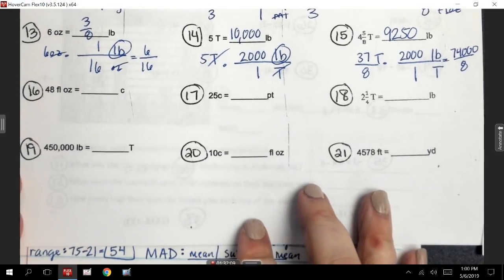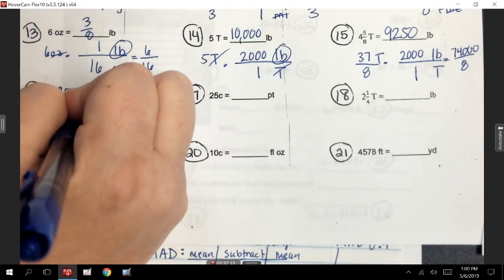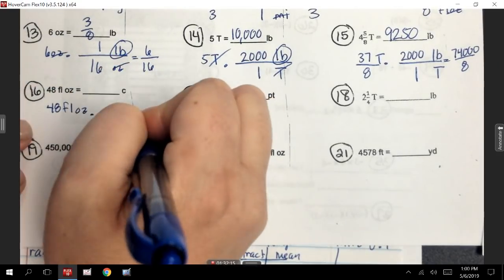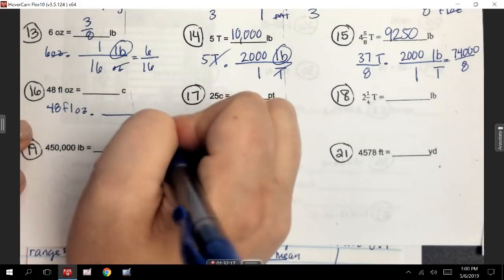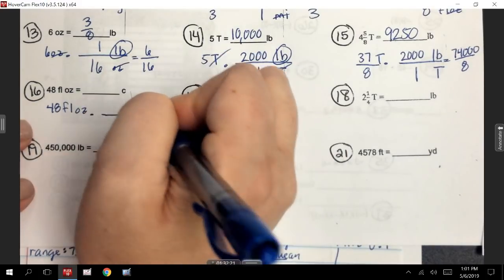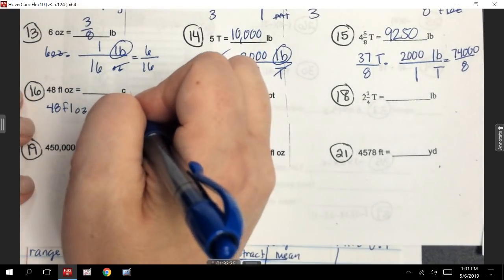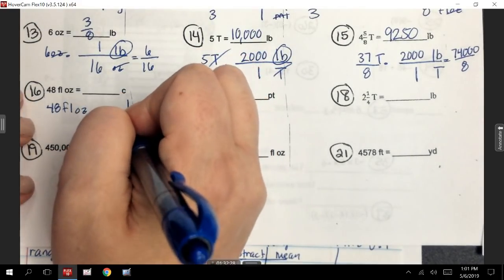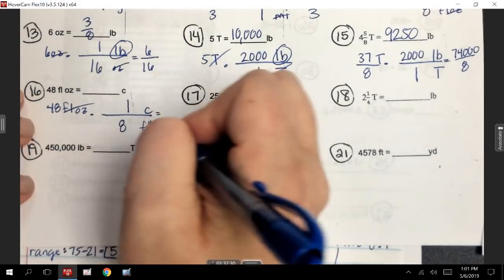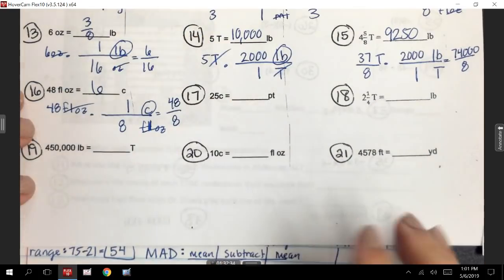Two more lines, maybe we can make it. Yes. All right, so next one, I have 48 fluid ounces, thank you, Chris. Let me make sure it closes all the way for me. Move the magnet out of the way. All right, so I know that one cup equals 8 fluid ounces, so I'm going to end up with 48 over 8, which is going to be 6 cups.